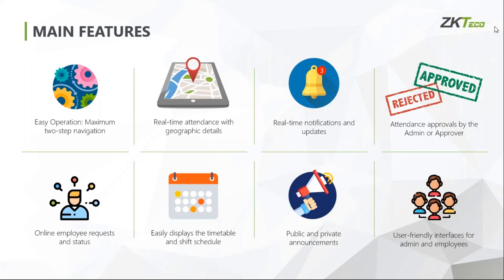And we have an announcement window, which is public and private. It's like a company social network. You can provide meeting announcements, and you can give private announcements. They can be pushed through the mobile application. And the user friendly interface, as I mentioned, has two interfaces, admin and employee, and it's very easy to use and very fast.